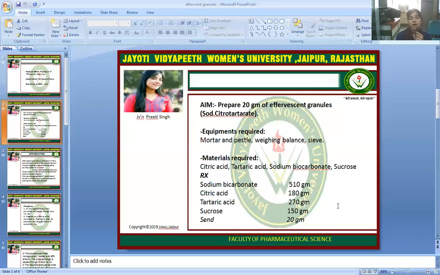So now the aim is to prepare 20 gram of effervescent granules, sodium citrotartrate. What is the equipment requirement? Mortar and pestle, weighing balance and sieves. The materials required are citric acid, tartaric acid, sodium bicarbonate and sucrose. So the Rx is sodium bicarbonate 510 gram, citric acid 180 gram, tartaric acid 270 gram, and sucrose 150 gram and 20 gram.